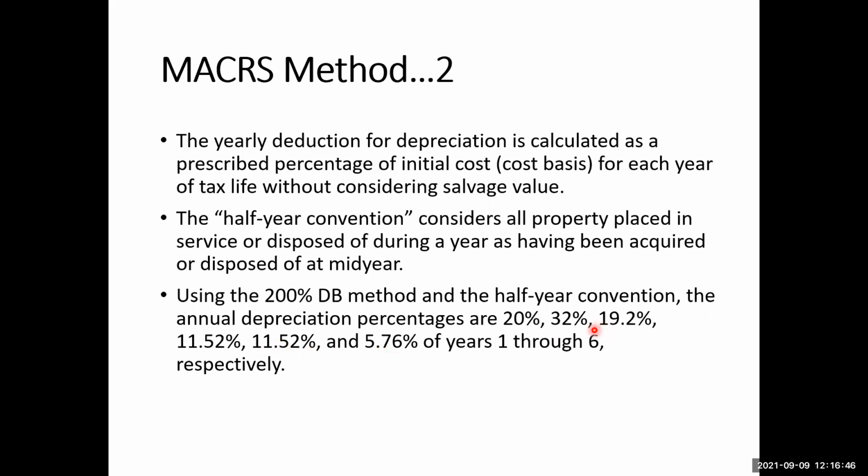So how are these percentages calculated? This is based on the 200% declining balance method and the half year convention. And if you add up all these, 20%, 32%, 19.2%, 11.52%, and up to 5.76%, so the total will be how much?